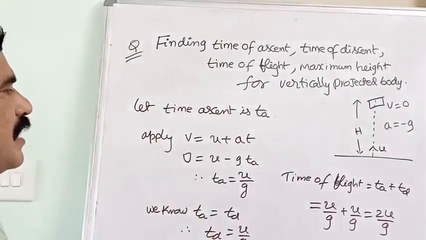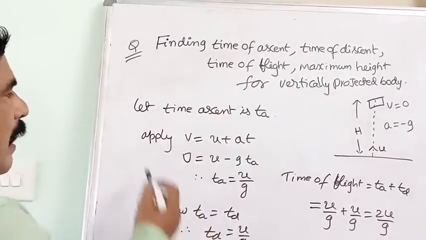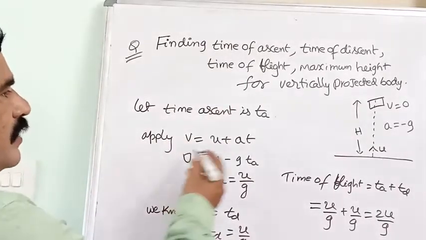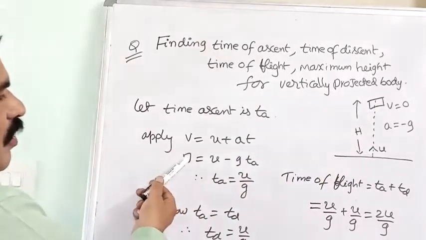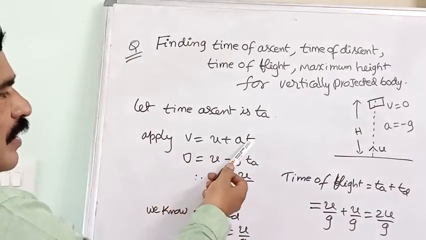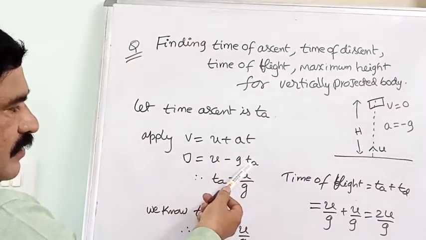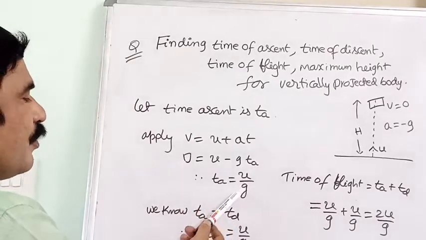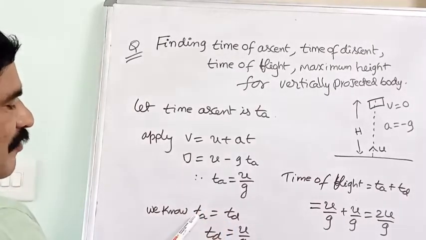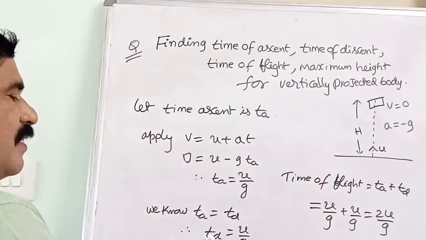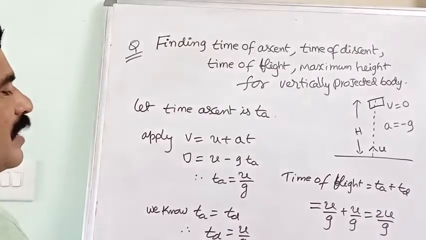Let the time of ascent be ta. Apply v is equal to u plus at. In this, what is v? 0. U only, acceleration is minus g, time is ta, right? Then simplify this, we will get ta is equal to u by g. We know time of ascent is equal to time of descent. Therefore time of descent also you will get u by g.